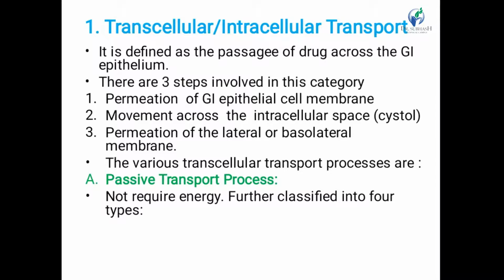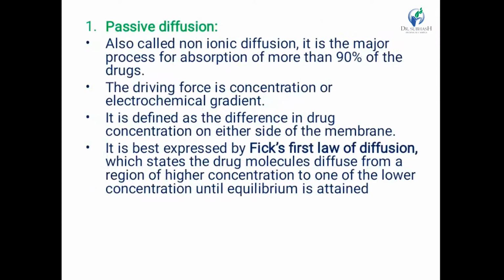As we know, passive transport does not need any energy. This passive transport process is further classified into four types, of which the first is passive diffusion. It is also called non-ionic diffusion. It is the major process for absorption of more than 90% of drugs. More than 90% of drugs are absorbed by passive diffusion, in which the driving force is the concentration or electrochemical gradient.